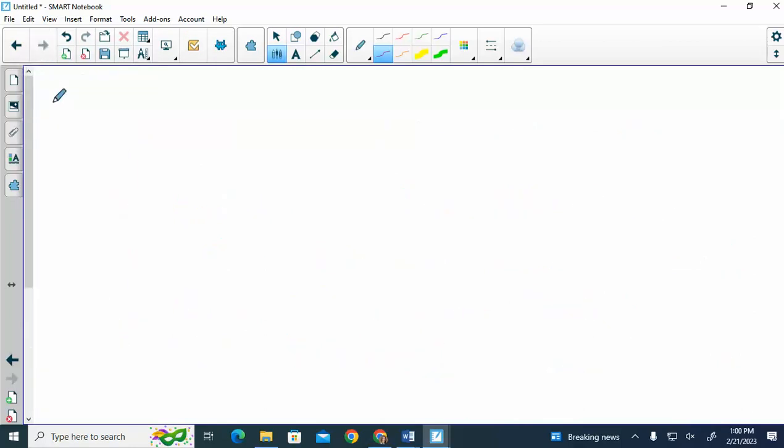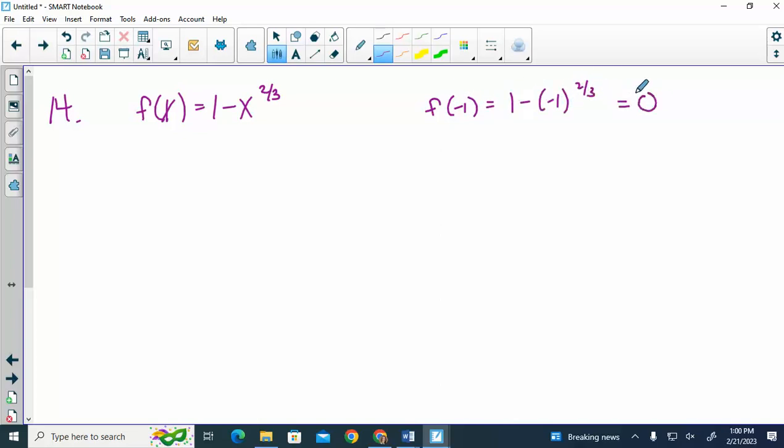So number 14. Our function is 1 minus x to the 2/3 power. Alright, so it says, show that f of negative 1 is equal to f of 1. Okay, so if I put in a negative 1, we get 0. If I put in a 1, we get 0. Okay, so that's the third condition of Rolle's theorem. The endpoints are equal.